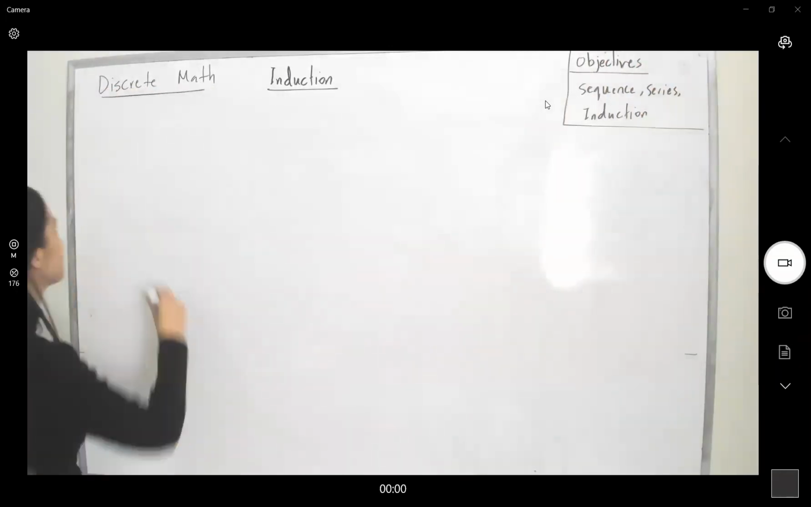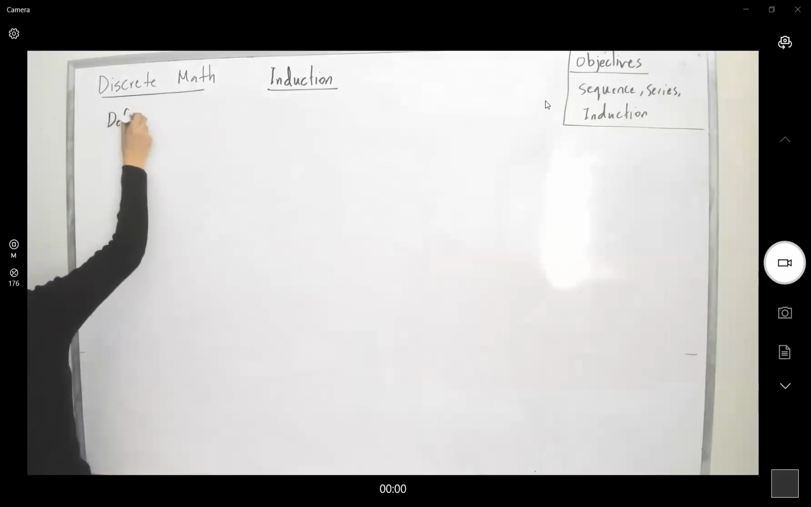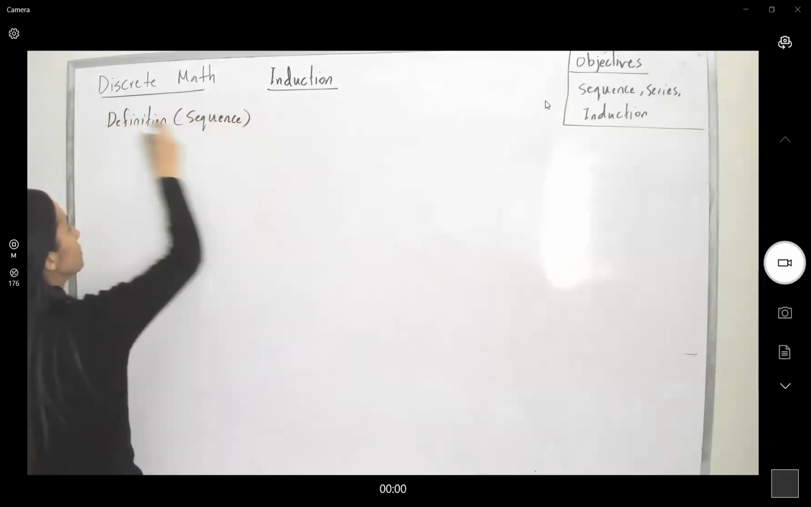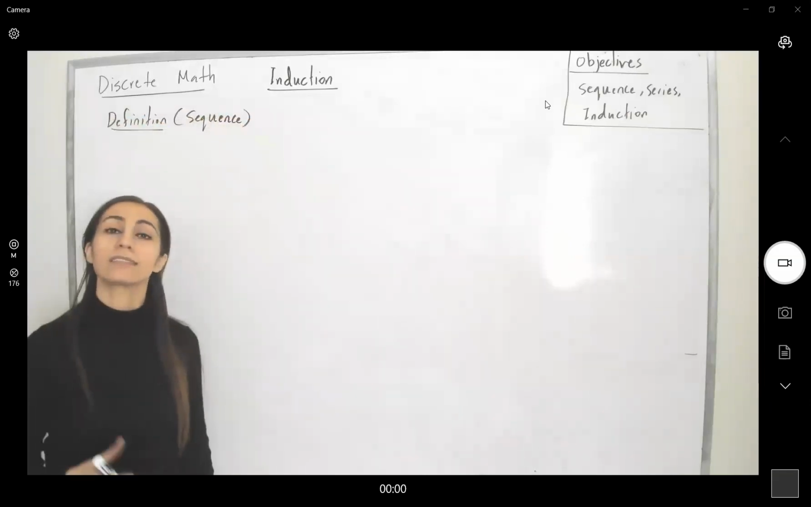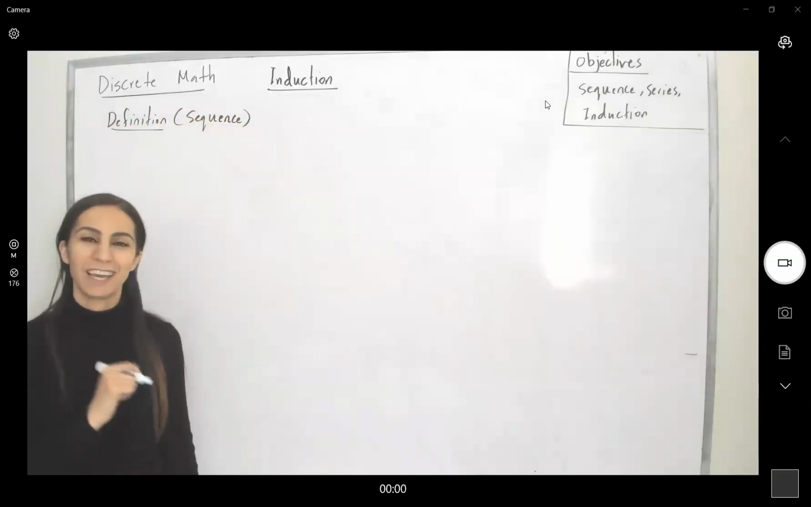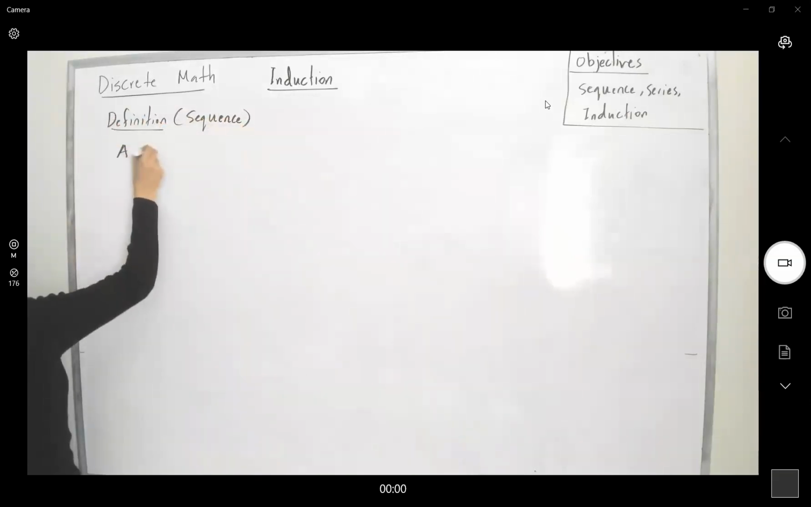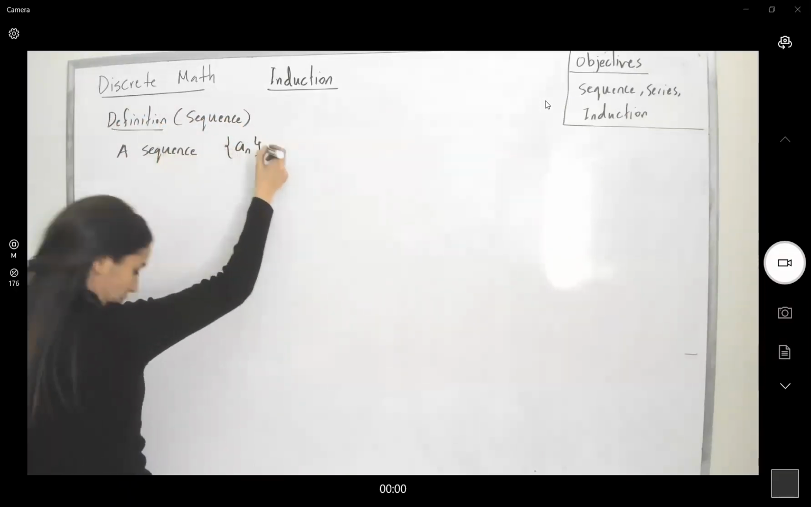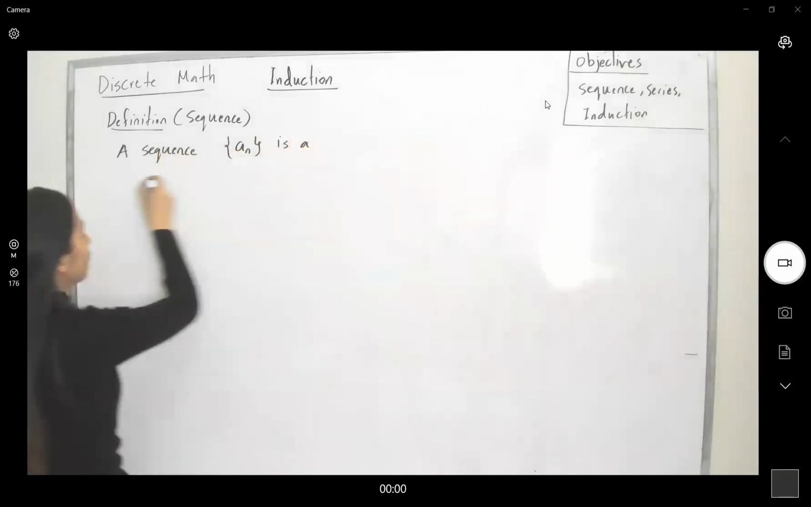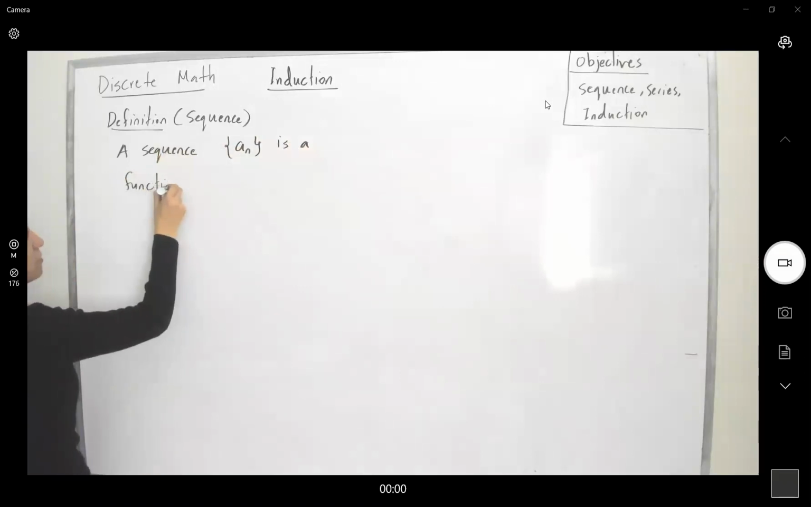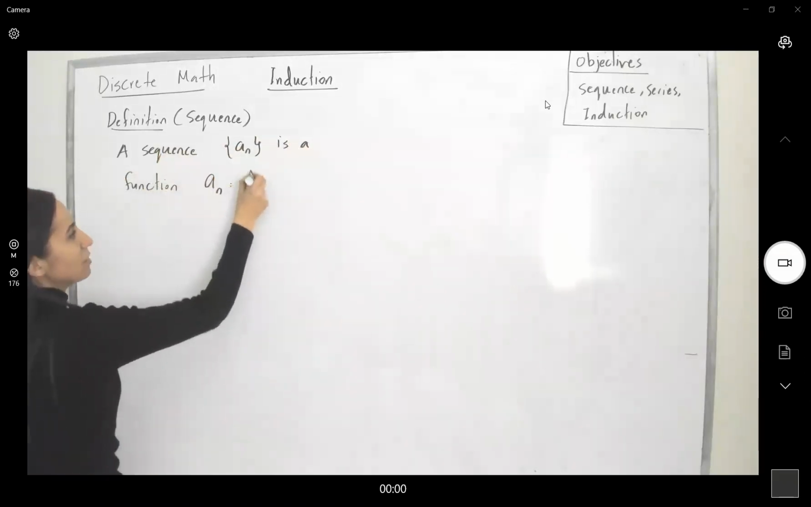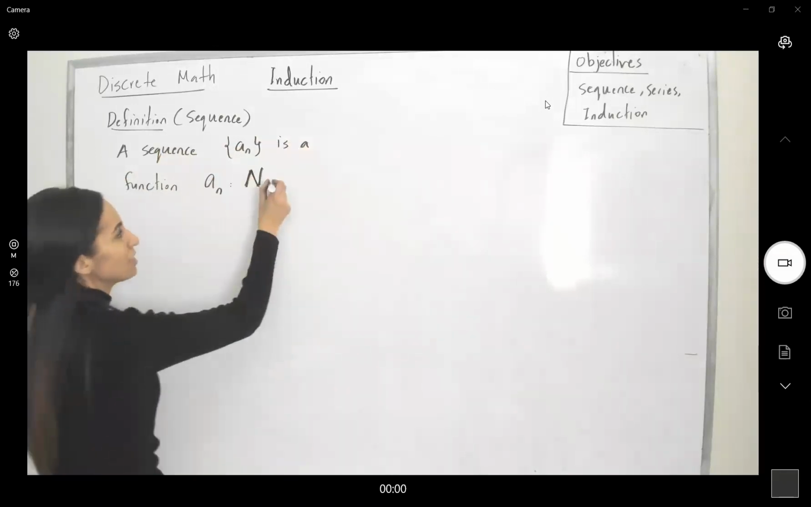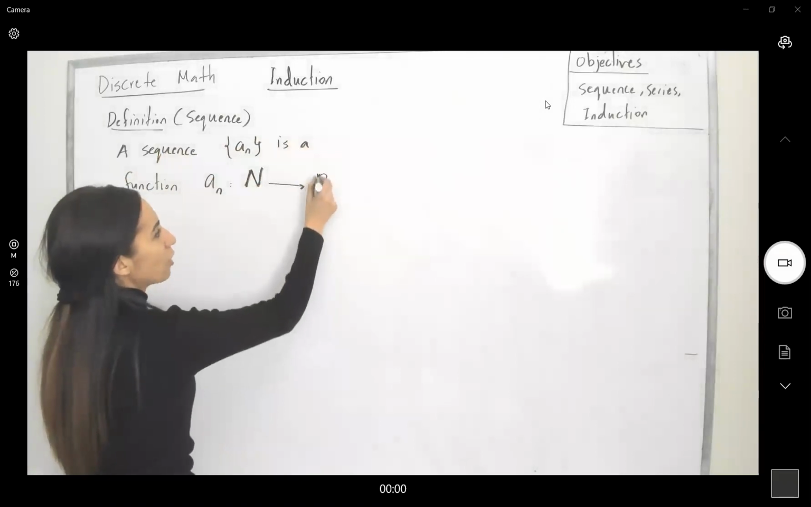What is a sequence? Definition of a sequence. A sequence is a function with domain n. A sequence, a sub n, is a function, a sub n, with domain n. So it takes elements from the natural number set and maps them to R.